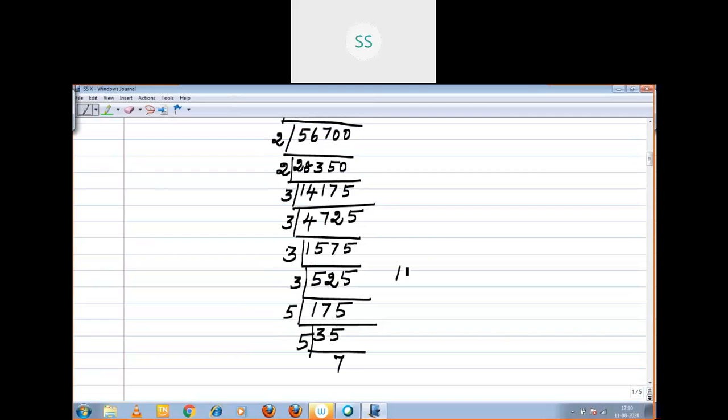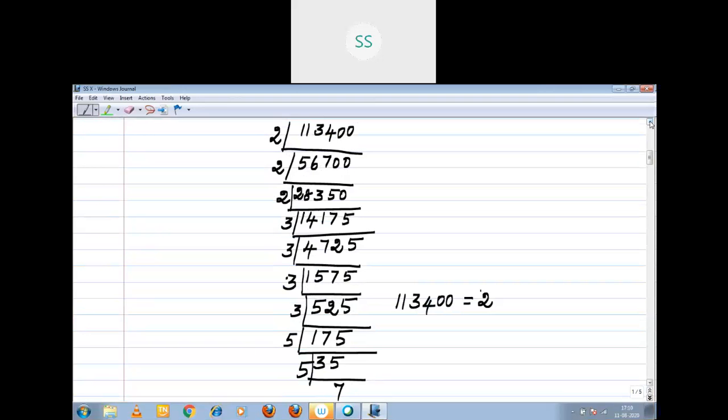Now you see, the number 113400 equals 2 to the power. How many times is the number divided by 2? Simple only, right? 1, 2, 3. How many times is the number divisible by 2? 3 times. Into 3 to the power, how many times is the number divisible by 3? 4 times. 5 2 times, 7 1 time.